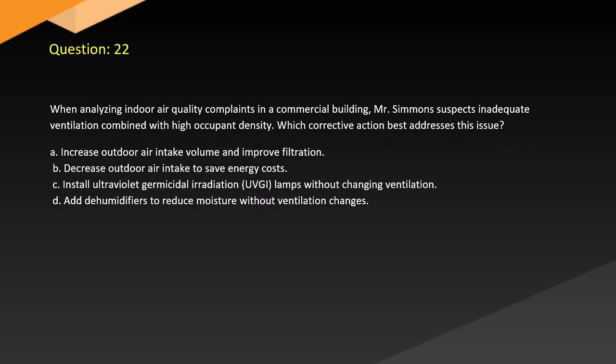Question 22. When analyzing indoor air quality complaints in a commercial building, Mr. Simmons suspects inadequate ventilation combined with high occupant density. Which corrective action best addresses this issue? A. Increase outdoor air intake volume and improve filtration. B. Decrease outdoor air intake to save energy costs. C. Install ultraviolet germicidal irradiation (UVGI) lamps without changing ventilation. D. Add dehumidifiers to reduce moisture without ventilation changes.